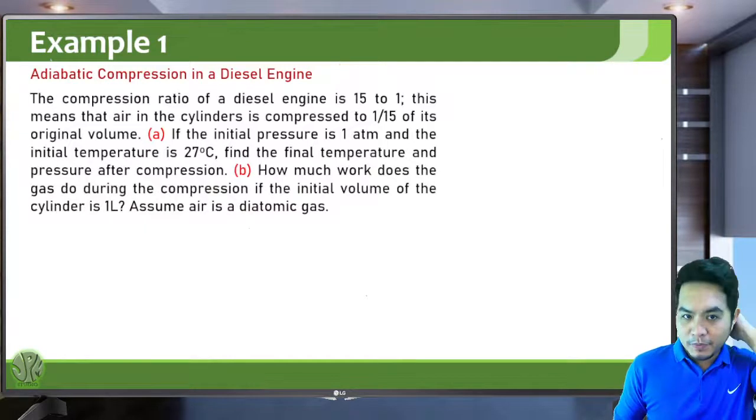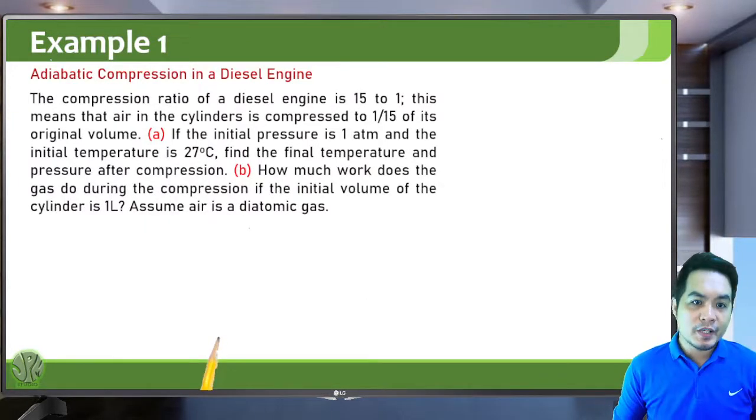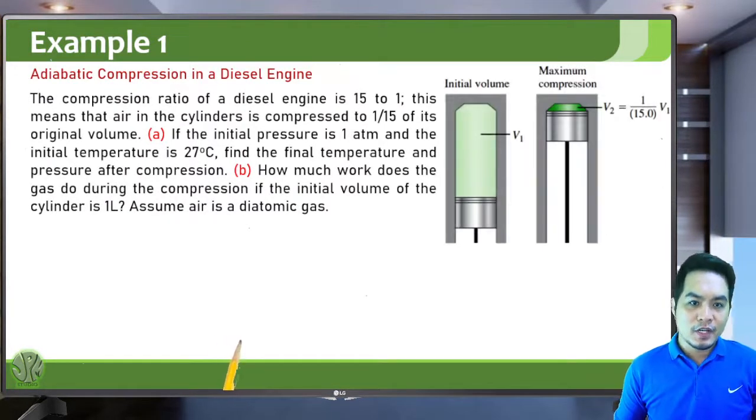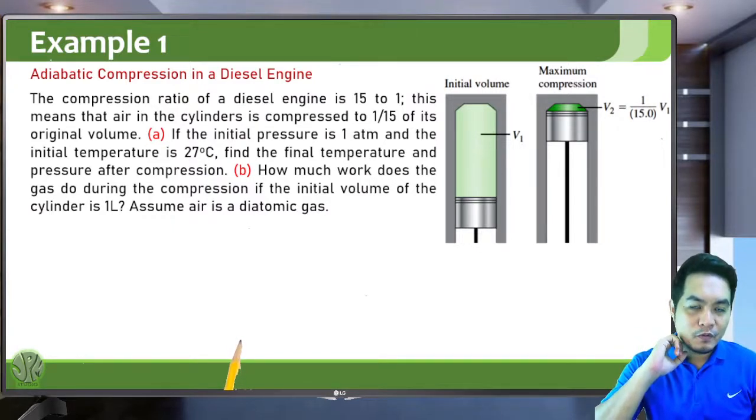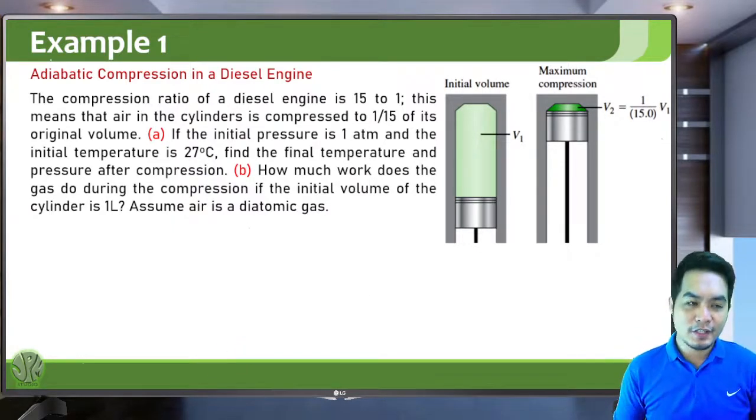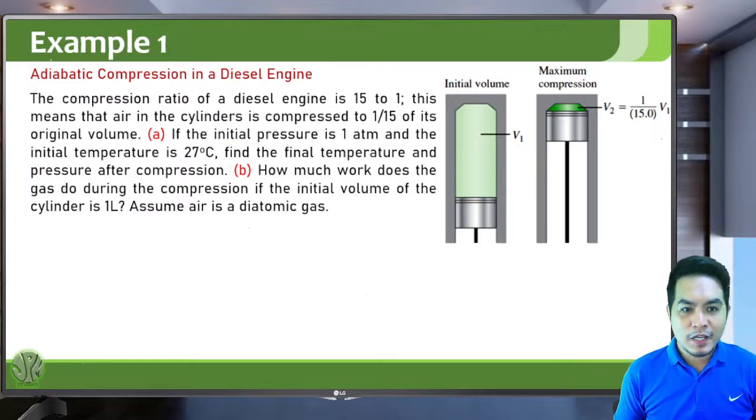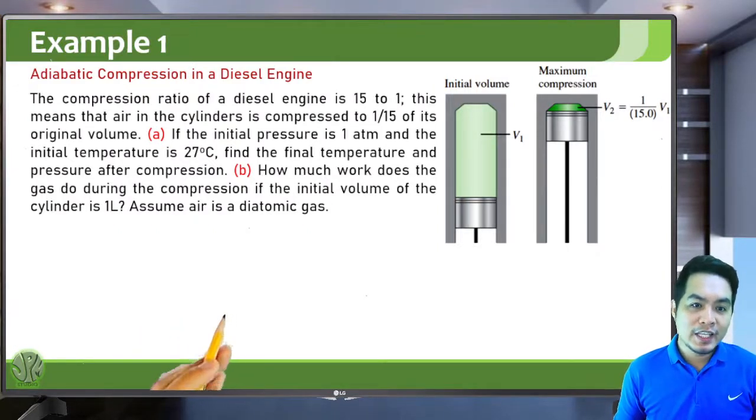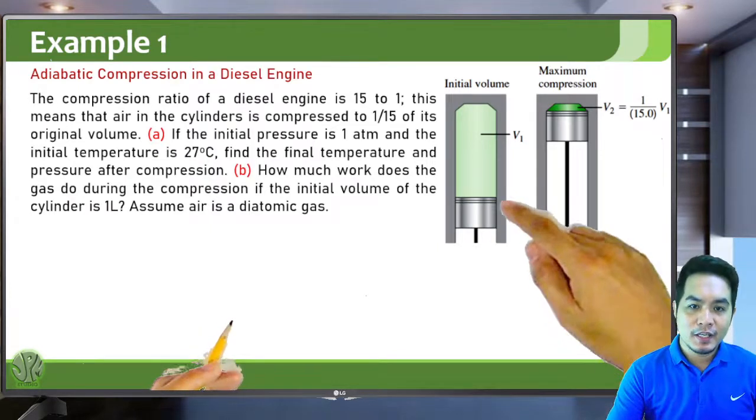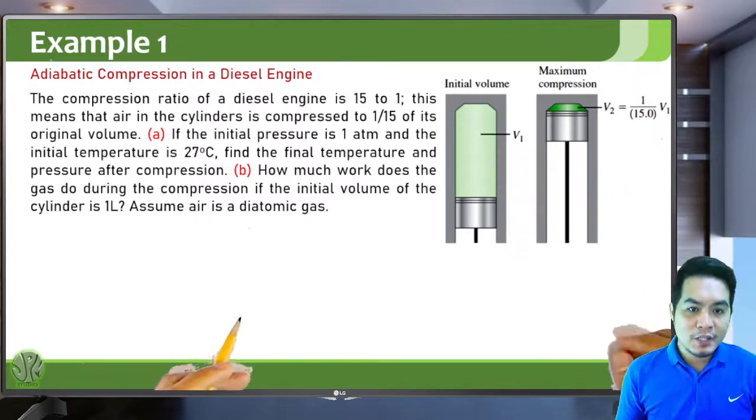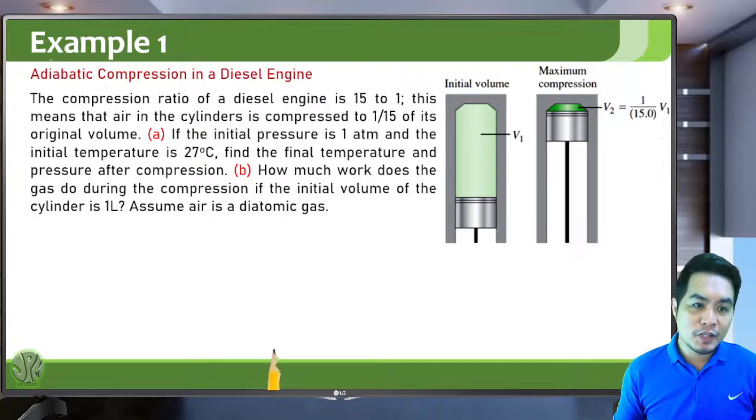So let's have an example. This is adiabatic compression in a diesel engine. So you have a diesel engine. We will discuss more about engines in the next units. The compression ratio of a diesel engine is 15:1, meaning the air or the gas inside the cylinder or the piston is compressed to 1 over 15 of its original volume.